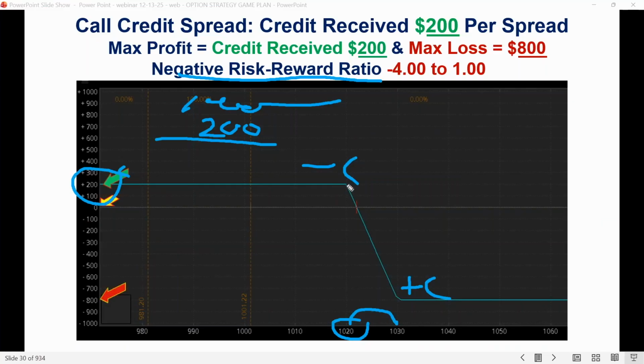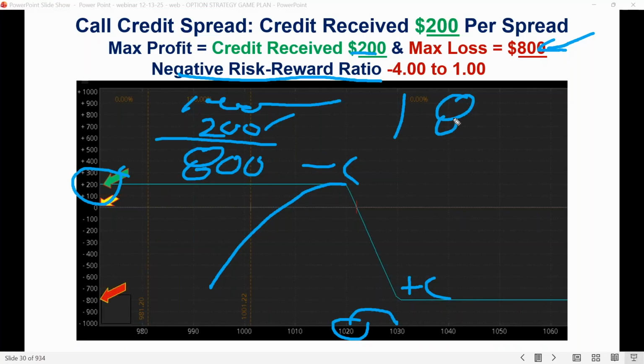Now, if it trades and stays below 10-20 at expiration, you keep the premium of 200. But look at your difference. The difference here is $800. That is your risk. That would be your margin that you would put up on this trade. And you're looking at that, you're thinking, okay, why would I risk 800 to make 200? So I'm risking 4 to make 1. That's what we were talking about earlier, a probability trade, right?